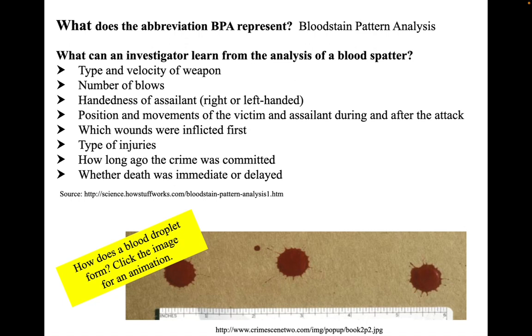Positions and movements of the victim and the assailant during and after the attack. So, how they were positioned relative to each other throughout the crime. You could determine which wounds were inflicted first, the types of injuries, how long ago the crime was committed, and whether the death was immediate or if it took time, if it was a delayed death.